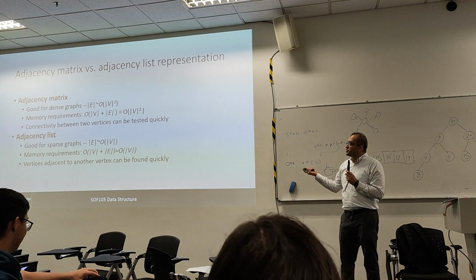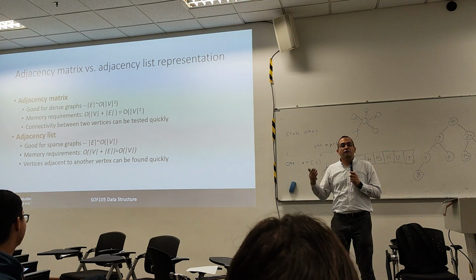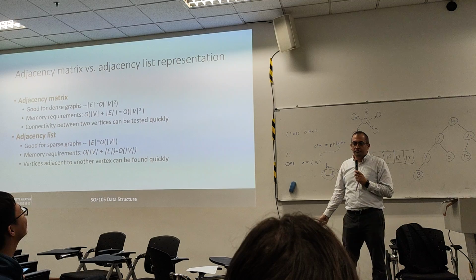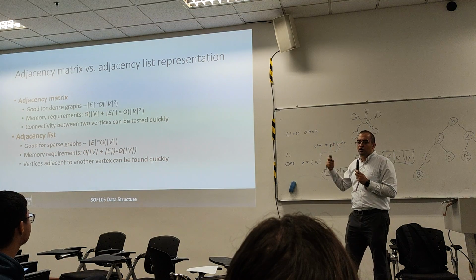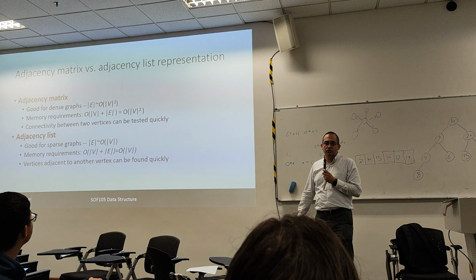Memory requirement is what? Also the same. I need only V number of nodes, correct? And that's it. Then vertices adjacent to another vertex can be found very quickly, since I have 1, maybe 2 connections at most. Correct?